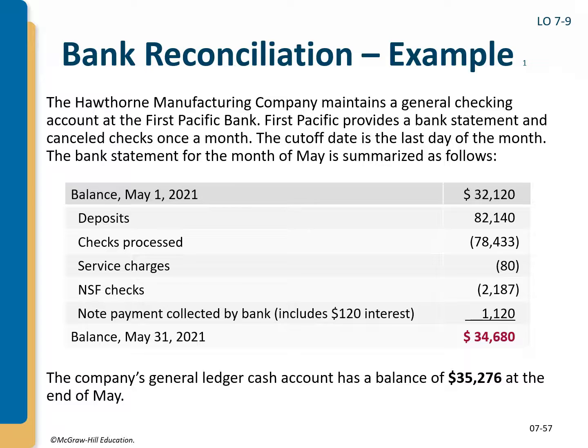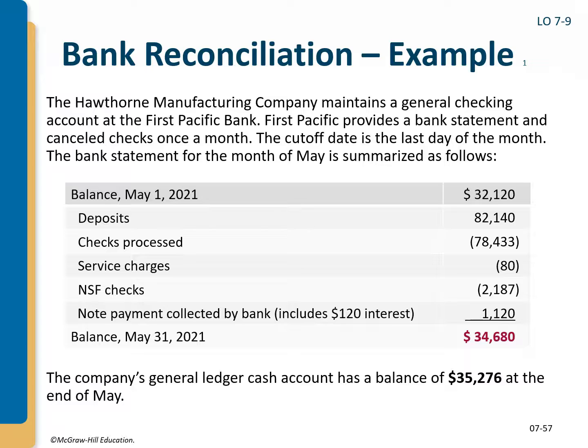So let's look at an example. Hawthorne maintains a general checking account at First Pacific Bank. Pacific provides a bank statement and canceled checks once a month. The last day of the month is the cutoff day. Here's the bank statement for the month of May. So this is the bank statement.